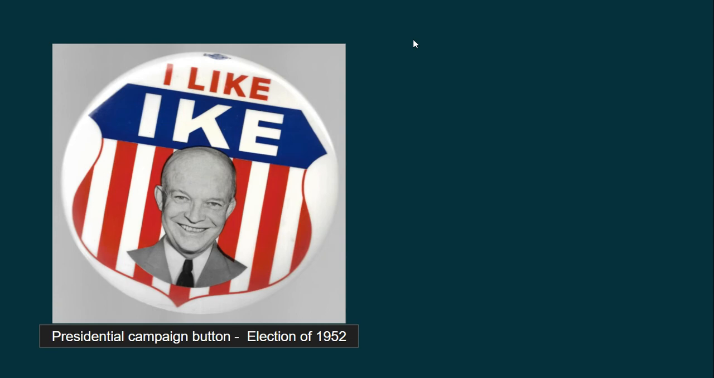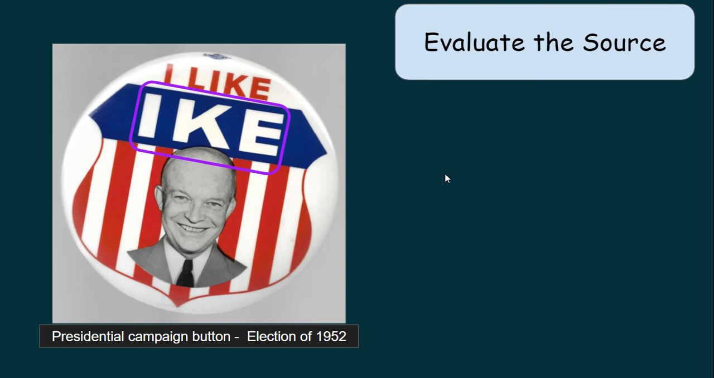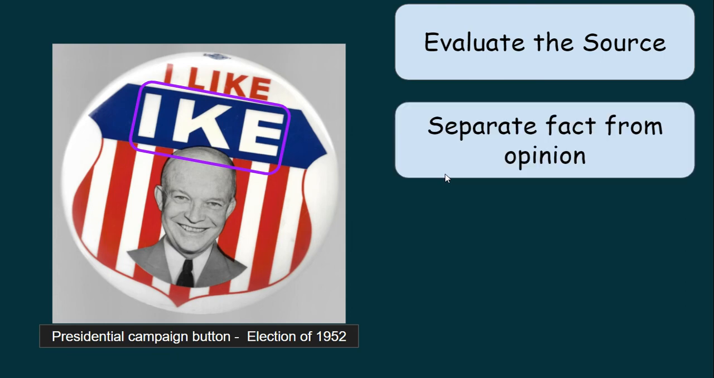This is a campaign button for Eisenhower in the election of 1952, and it says, "I like Ike." Ike was Eisenhower's nickname, and this is a picture of him in the middle of the button. So the source of this would be Ike. The campaign for Eisenhower paid for these buttons and distributed them. So that is the source of this campaign.